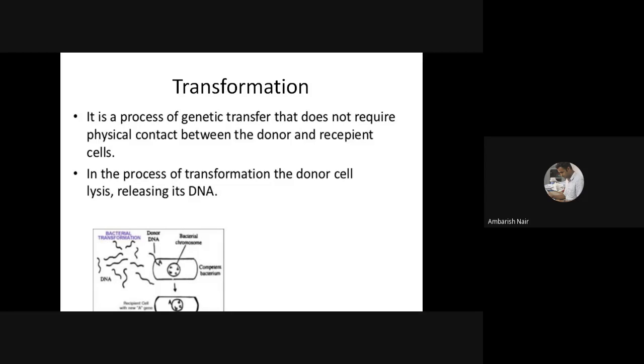So it's a process of genetic transfer that does not require physical contact between the donor and the recipient. In the process of transformation, the donor cell lyses and releases its DNA. Naturally what happens is some bacterial cell will die, and that will release its DNA. That is the source for the transformation.